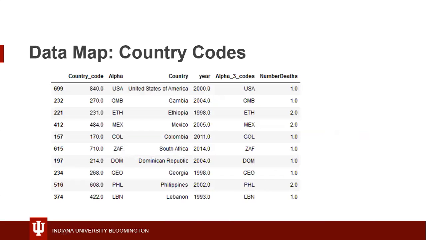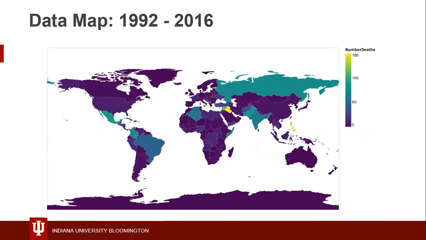For the data maps that we created, which are our main visualization, we needed 3-digit country codes, which are not present in our data set. So we had to use Wikipedia to get the country codes and add them to our data. Here we have a data map that shows the number of deaths for each country for all the years in our data set. We can clearly see that we have Iraq as the country with the highest number of deaths, followed by Syria and Philippines. We also have some interesting years.